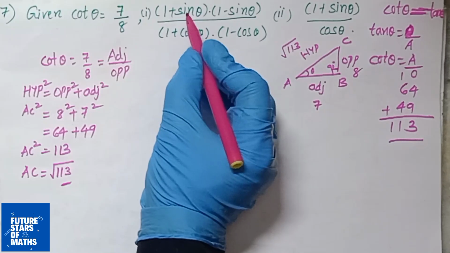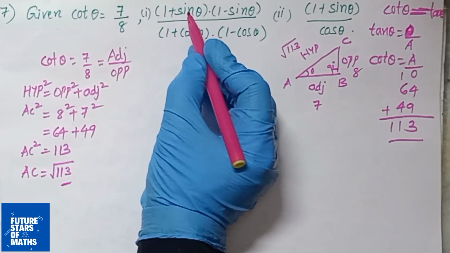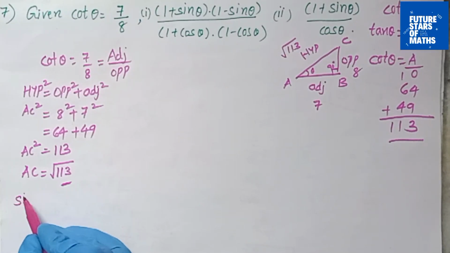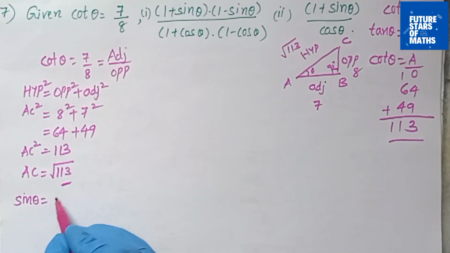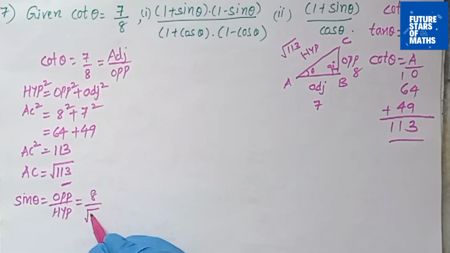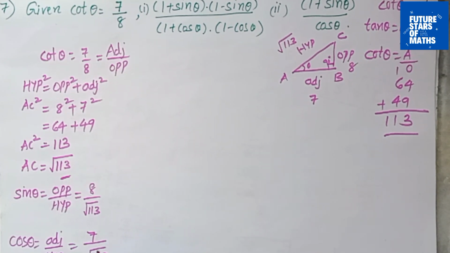So for doing this, what do we want? We have to know what is sin theta and what is cos theta. So we'll write sin theta here. Sin theta is nothing but opposite by hypotenuse. What is the opposite side? It is 8, by hypotenuse root 113. And cos theta is adjacent by hypotenuse, so it will be 7 by root 113.